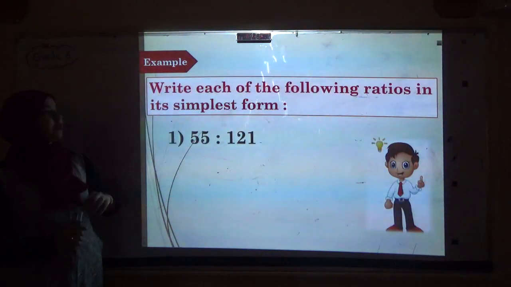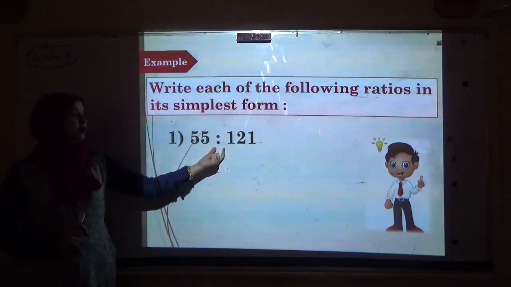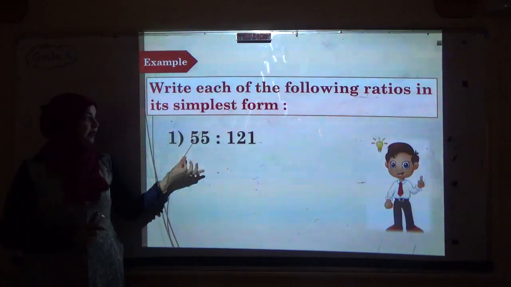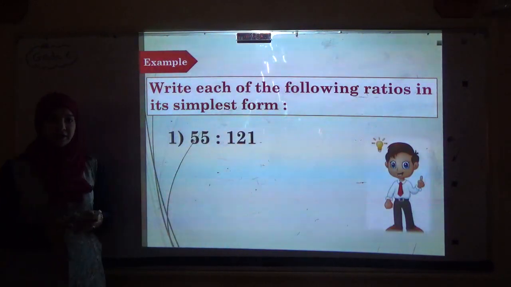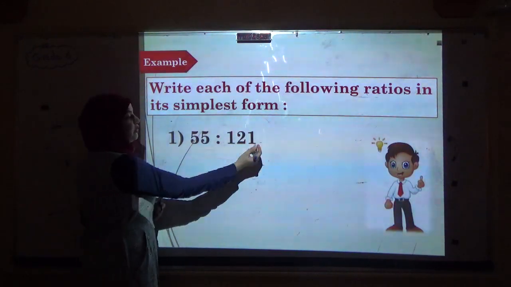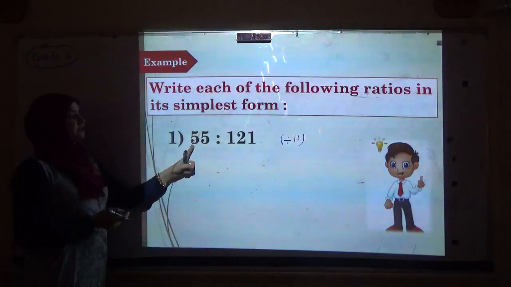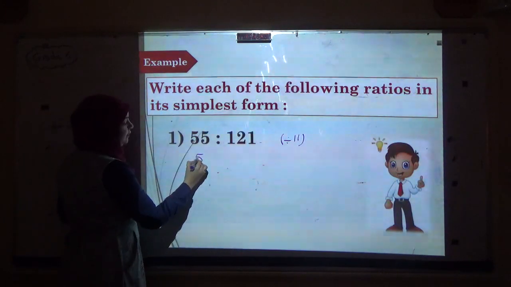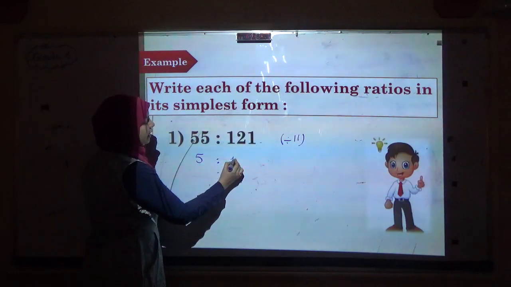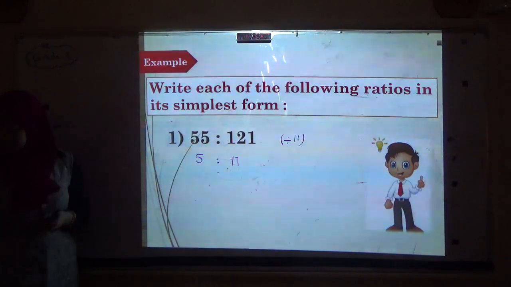Example: write each of the following ratios in its simplest form. Number 1, 55 to 121. To simplify this ratio, you should divide the two terms of the ratio by the highest common factor, and the highest common factor between 55 and 121 is 11. So divide the two terms by 11. 55 divided by 11 equals 5, and 121 divided by 11 equals 11. And 5 to 11 is the simplest form of the ratio.